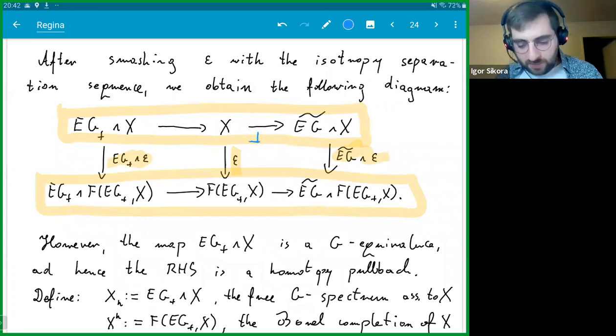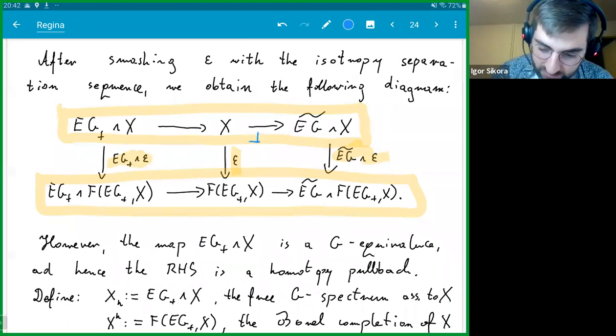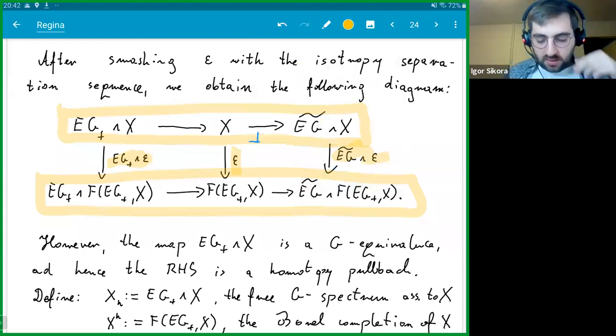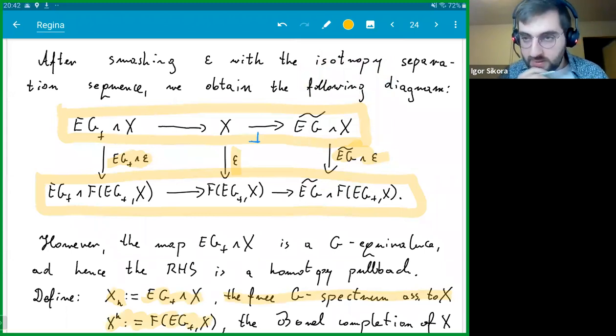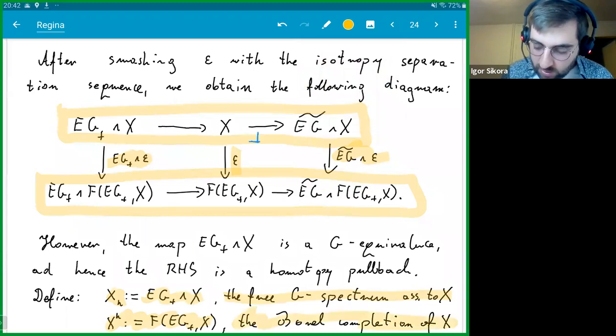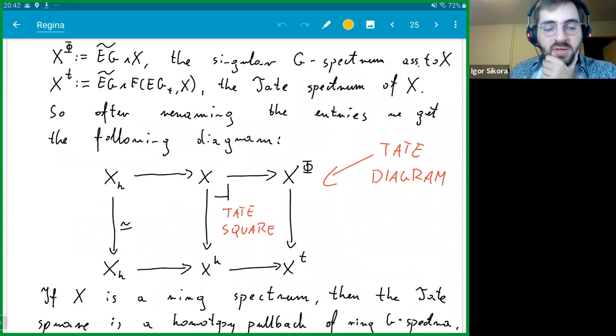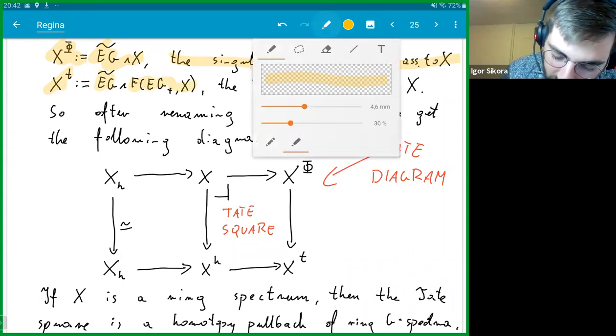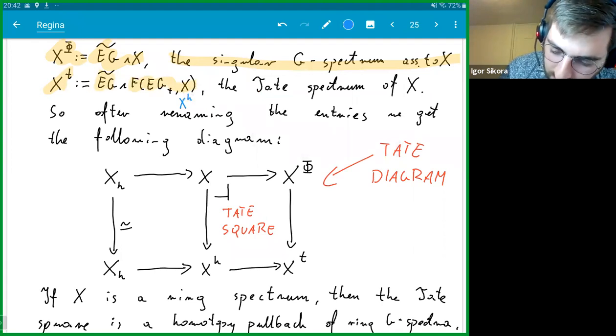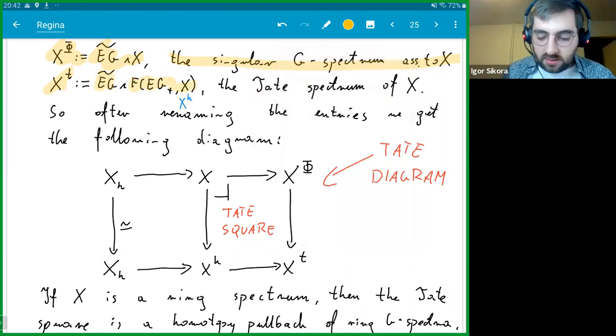Now, there are plenty of letters in this diagram, so let's give some names over here. The names are as follows. X subscript h is EG plus smash X, and this is called the free G-spectrum associated to X. Then X superscript h is the one which we already know. This is the function spectrum from EG plus to X, and this is called the Borel completion of X. Then X superscript phi is EG twiddle smashed with X, and this is called the singular G-spectrum associated to X. And X superscript t is EG twiddle smashed with the function spectrum from EG plus to X, aka X superscript h. And this one is called the Tate spectrum of X.